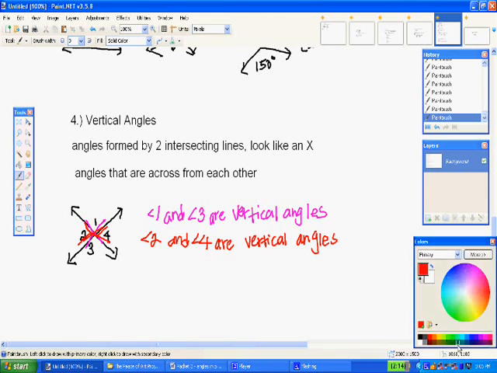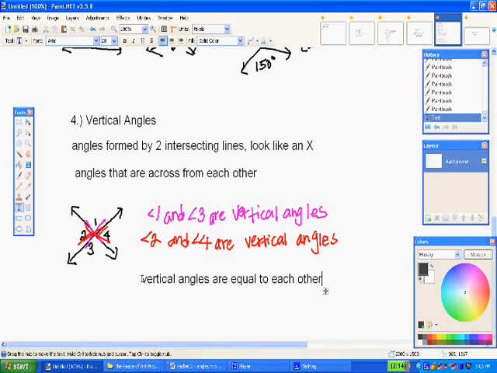And the cool thing about vertical angles is this. Vertical angles are equal to each other. So if angle 2 right here was equal to 50 degrees, we would know that angle 4 was equal to 50 degrees.